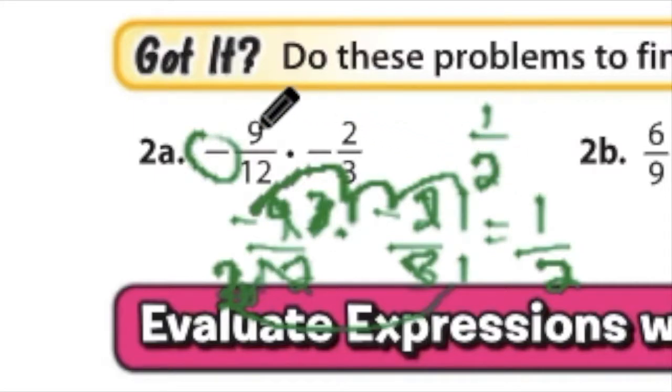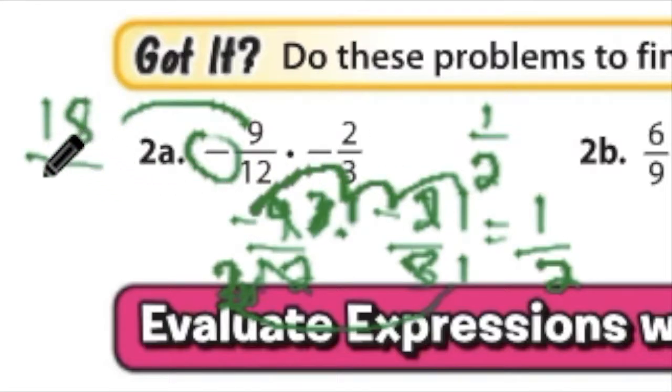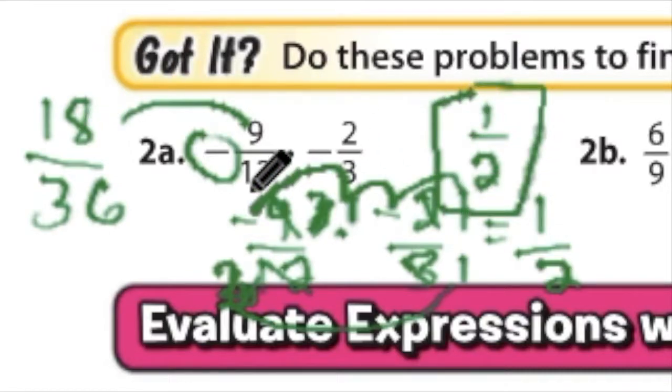Now just going back here, if I would have not canceled, 9 times 2 is 18, 12 times 3 is 36, and 36 does reduce to 1/2. You get the answer both ways. It's just a preference on whether you want to do canceling before or reducing after. And then we do have a negative times a negative, which is a positive.